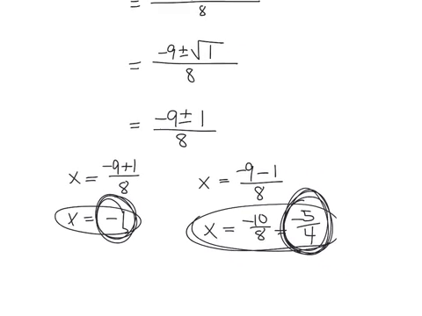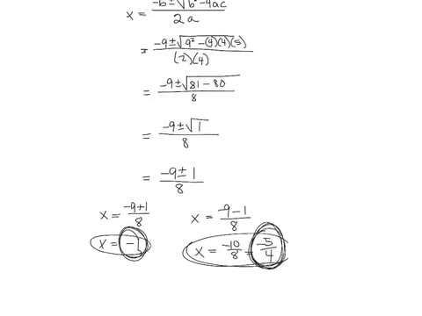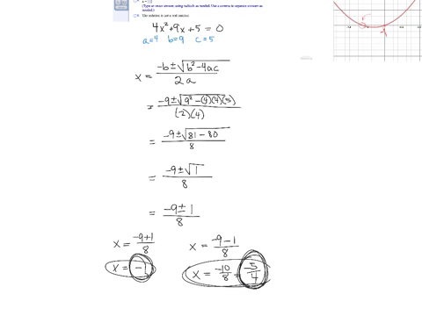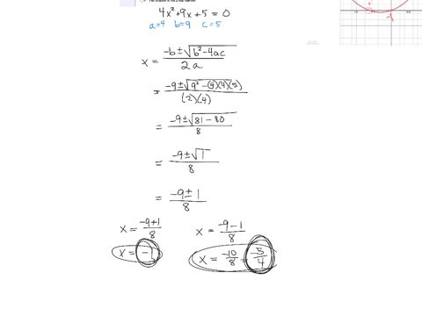Now check out all the work that we have to do, all the steps that you have to do in order to get this answer. It's a lot of work. You've got the original equation, then you've got the quadratic formula, then you have to fill it in, and then you just have to start simplifying it until you break it apart into two separate pieces. And so again, you'll notice x equals negative 1 and negative 5/4.